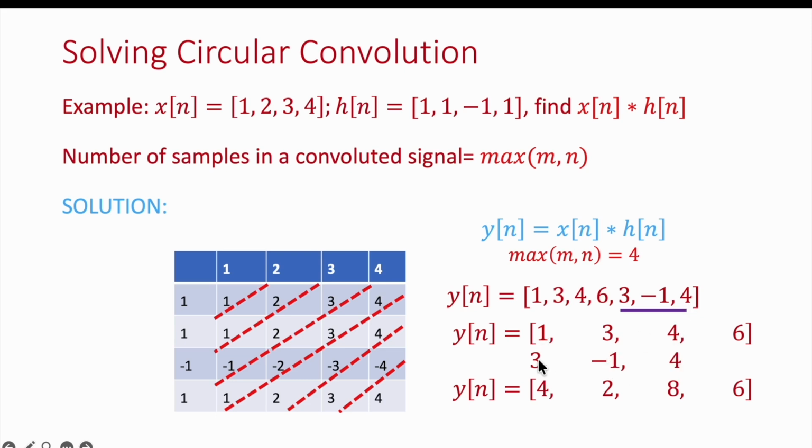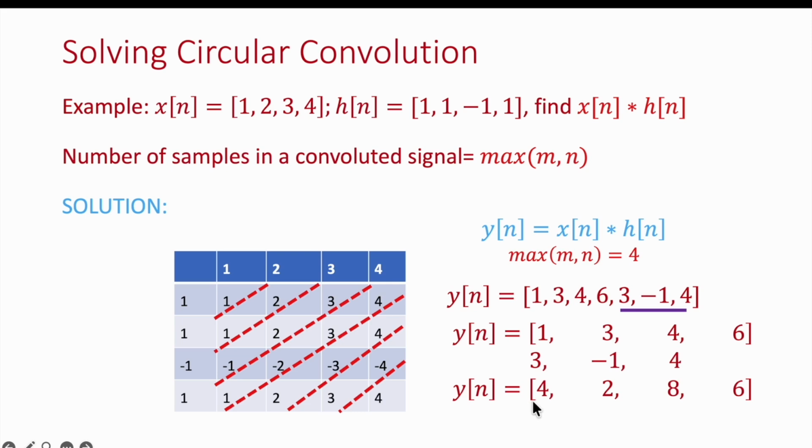And then just add them together, like 1 plus 3 is 4, 3 minus 2 is 2, 4 plus 4 is 8, and then 6 as it is. So that will be the resultant signal. y of n is equal to 4, 2, 8, and 6. So here you see the wrap effect in the circular convolution, and then you have 4 samples in the convolved signal.